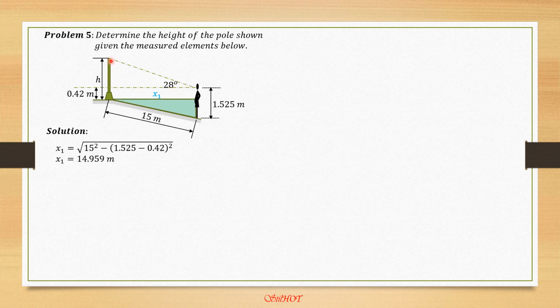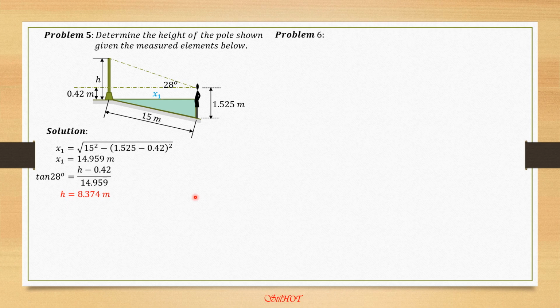Having known x sub 1, then use this triangle. Tangent 28 degrees is opposite, which is h minus 0.42, divided by x1, 14.959. To solve for h, use your calculator: 14.959 times tangent of 28, then plus 0.42. So h is 8.374 meters.